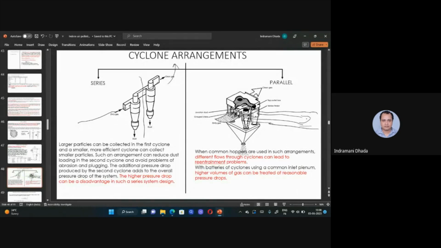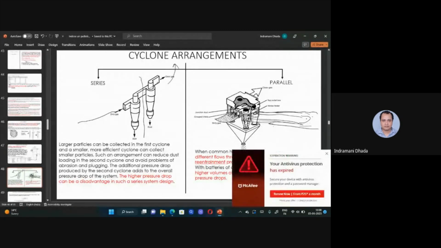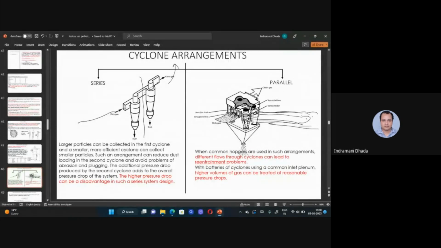Suppose in parallel, what is the demerit you are getting? Suppose some cyclone is more efficient, so it will take more and more air. Some cyclone is very less efficient due to some mechanical problem, so it will take less air. In this case there is a certain problem, because the efficient cyclone will get more load, and sometimes it can stop working. But in case of series, what will happen? The higher pressure drop will be there, because here will be some pressure drop, and here also some pressure drop. These two pressure drops will be added, so a higher pressure drop will be there, and that is a disadvantage for the series system.